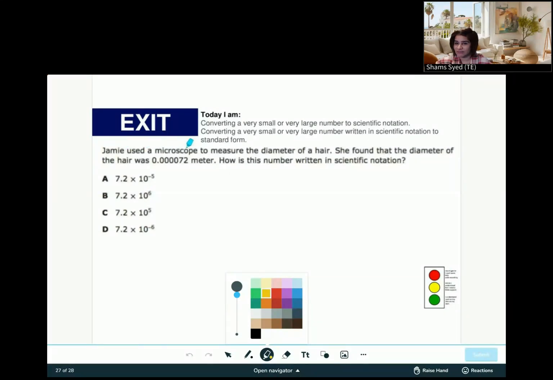Jamie used a microscope to measure the diameter of a hair. She found that the diameter of the hair was 0. All this number. How is this number written in scientific notation?